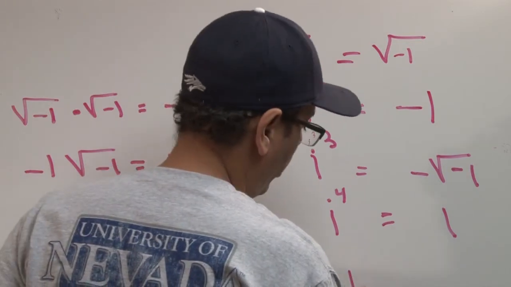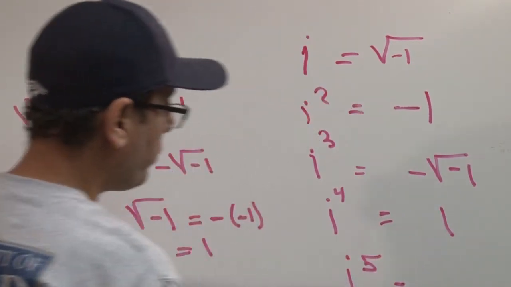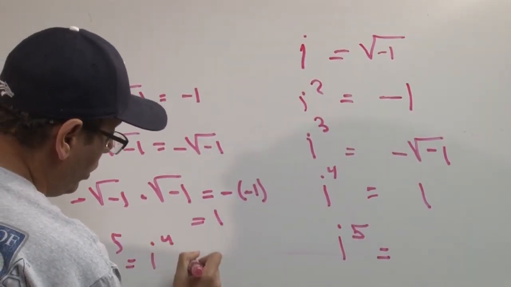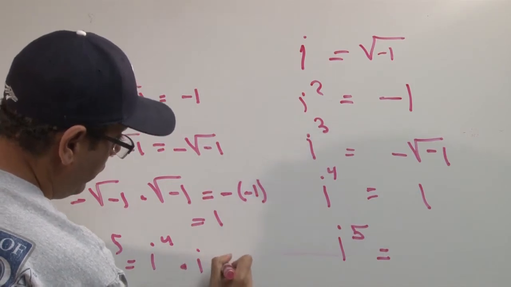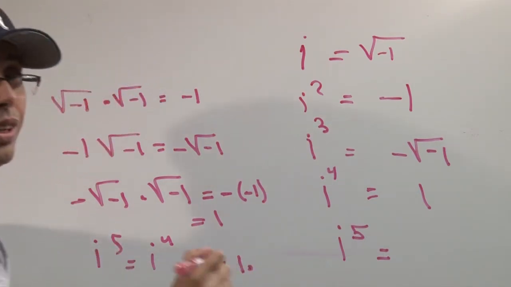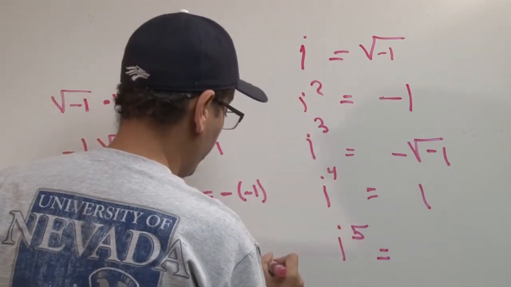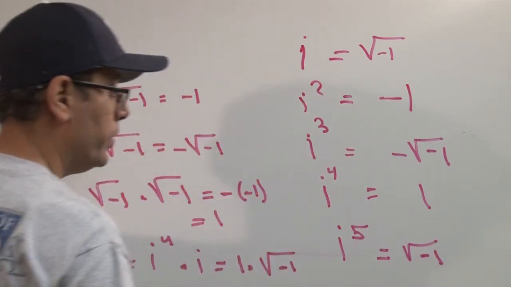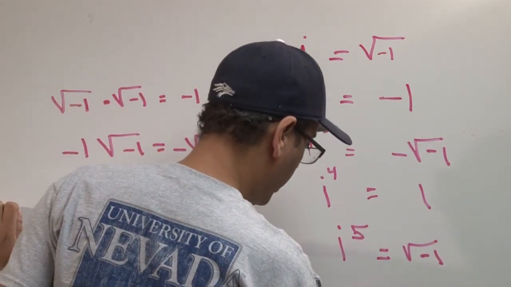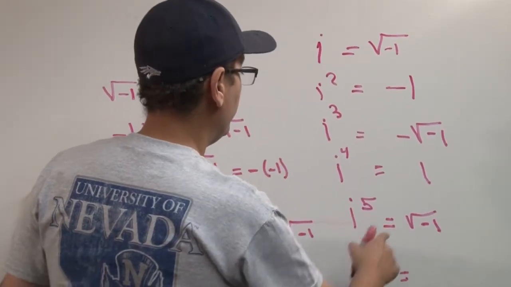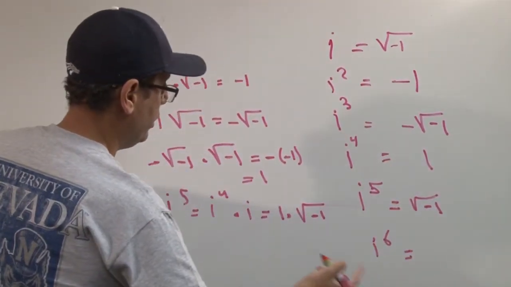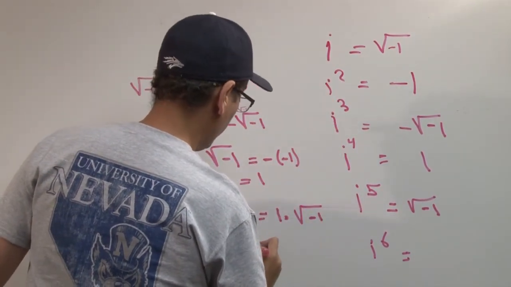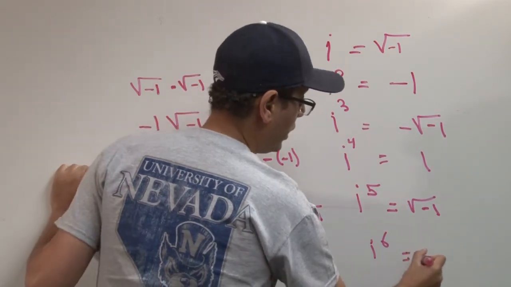Okay, how about i to the power of 5? i to the 5 equals i to the 4 times i, which is 1 times i, which is the square root of -1. So it's again the square root of -1. What's i to the power of 6? i to the 6 equals i to the 5 times i, which is square root of -1 times square root of -1, so that would be -1.